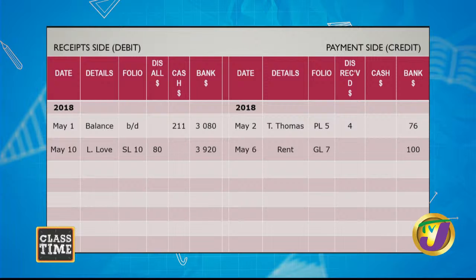Not $4,000 this time, but what? $3,920, because you take $80 off $4,000. For B, Blake, you follow the same thing.